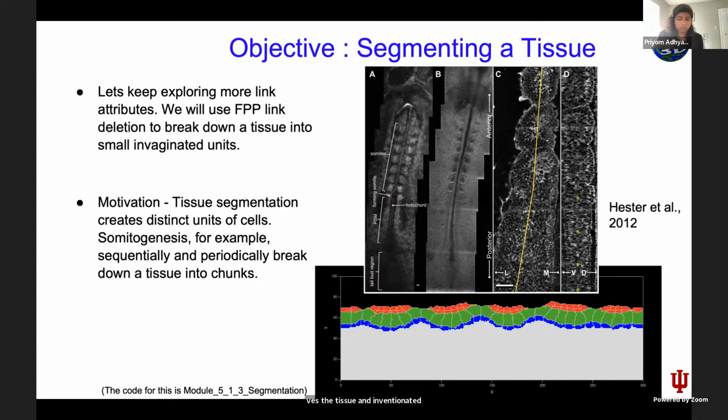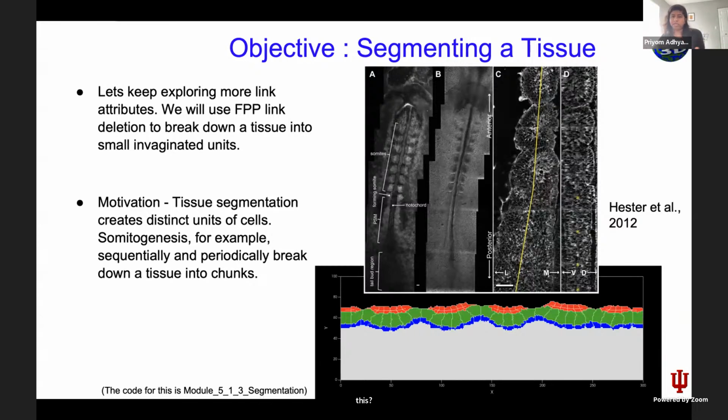But what we could also do is create our whole epithelium, and periodically break it into chunks. Does anybody have any ideas on how we could achieve this, and what we could change in the original code?